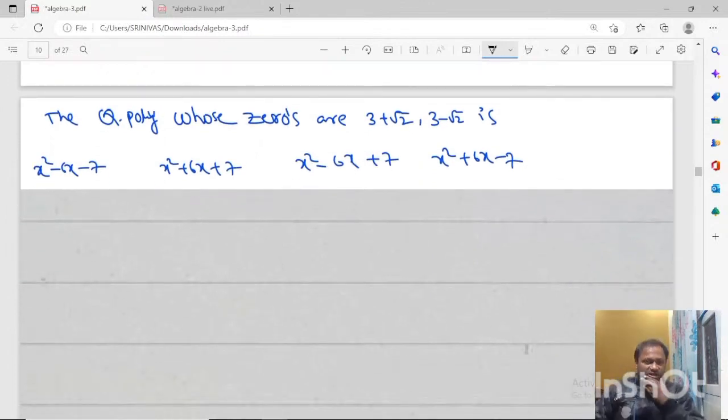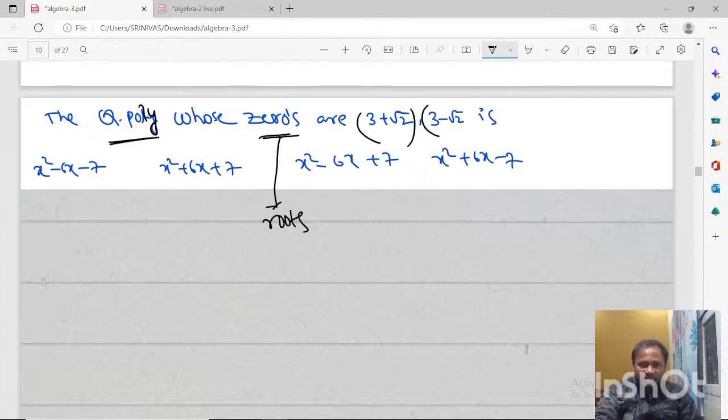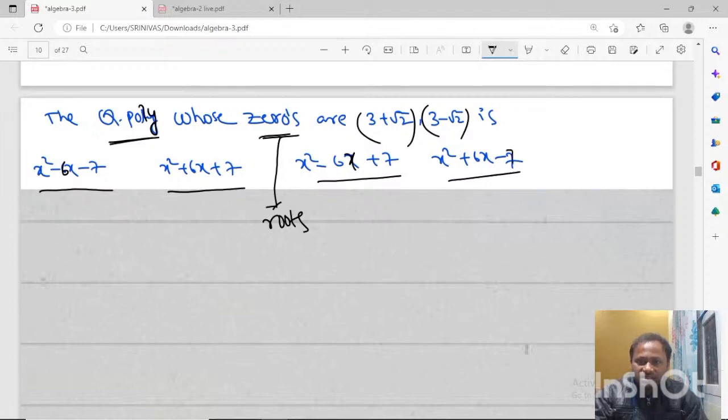Now see another question. The quadratic polynomial whose zeros, nothing but roots, are 3 plus root 2, 3 minus root 2. Which will be the answer? Zeros are given. So the answers are x square minus 6x minus 7, x square plus 6x plus 7, x square minus 6x plus 7, x square plus 6x minus 7.